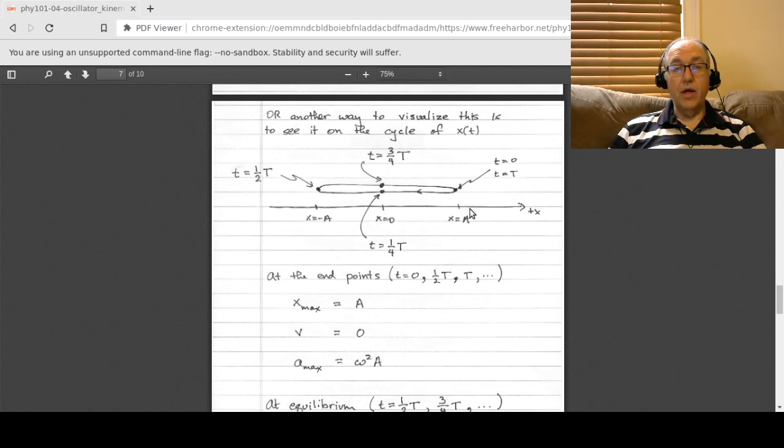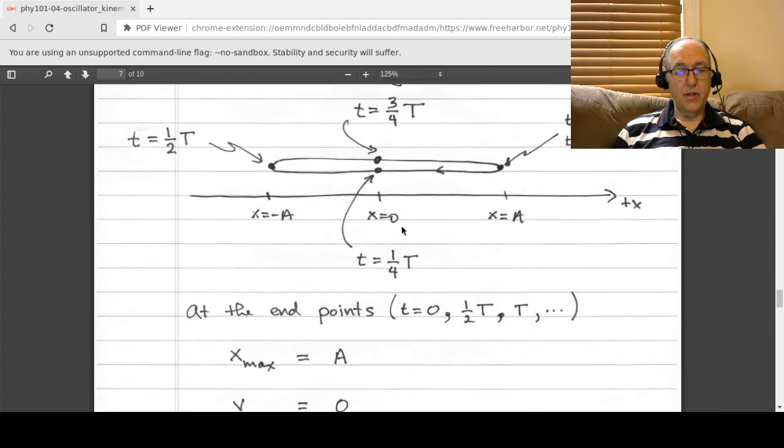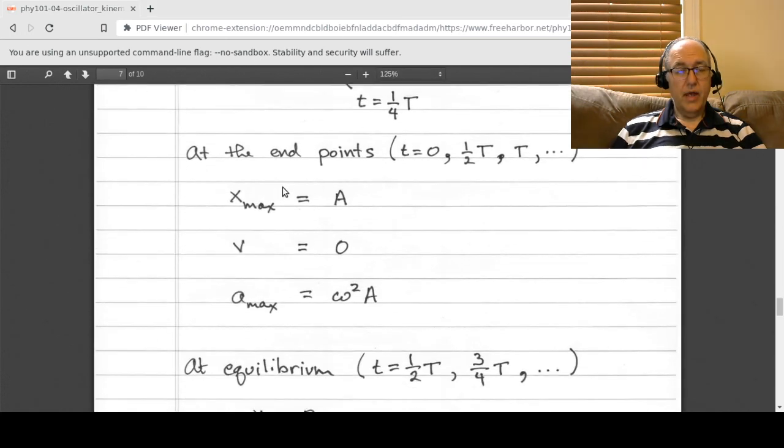Now, so there's the story at the endpoints. What happens at equilibrium? Let me expand this up again here. Again, at the endpoints, x is at maximum value of a, velocity is 0, and the acceleration is at a maximum value of omega squared times a.